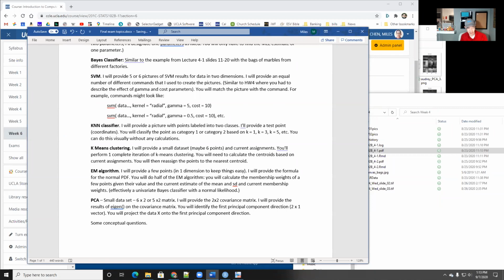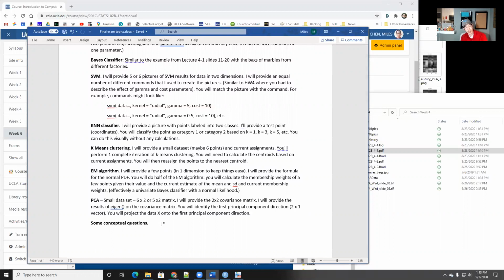And that's that. And then the last one will be PCA. I'll give you a small data set, maybe a 6x2 or a 5x2 matrix. And then I'll also provide the 2x2 covariance matrix. And I will also provide the results of eigen on the covariance matrix. And from there, you will identify the first principal component direction, and then you'll project the data onto the first principal component direction and report what the results are. And that'll be it for PCA.